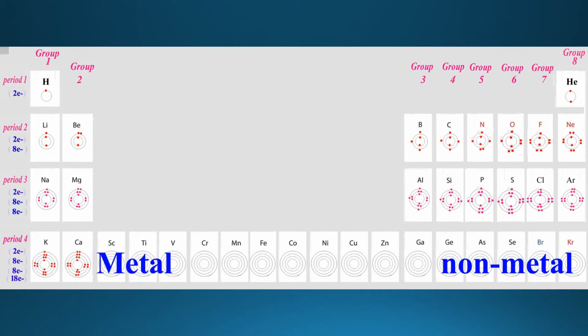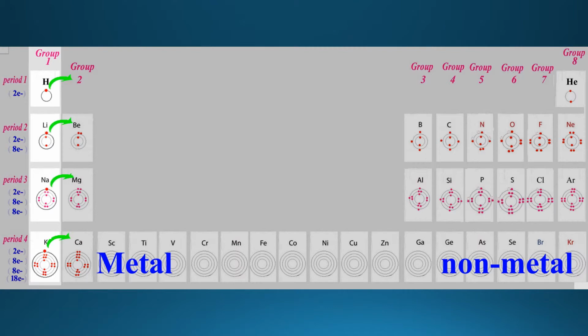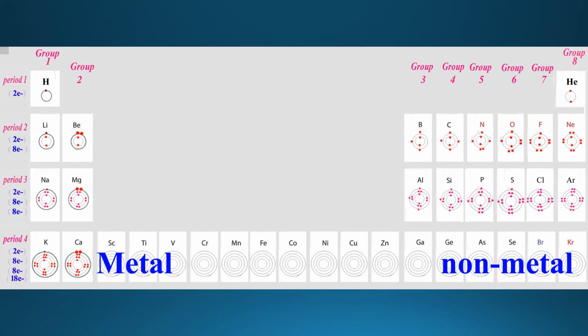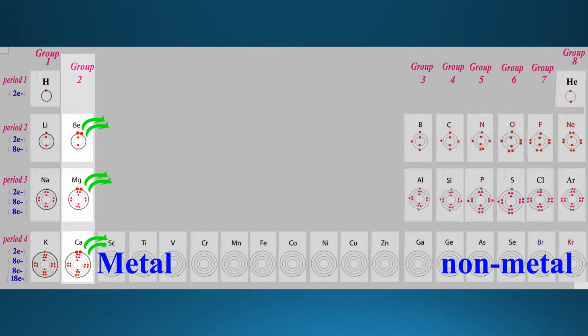So all the metals tend to become positive ions. Non-metals tend to become negative ions. Group 1, they tend to lose 1 electron. So they become positive 1. Group 2, they have 2 outside electrons, and they tend to lose 2 outside electrons. And they become 2+.